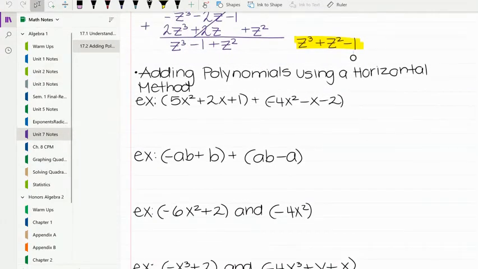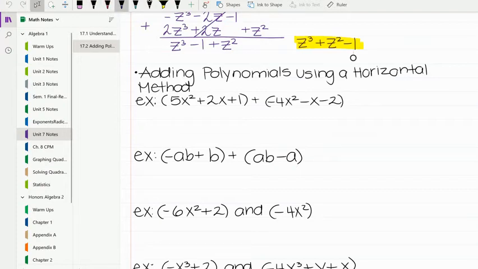So in a way, this is kind of just like adding using combining like terms. I have a feeling most of you will like this better just because it's shorter and a little bit quicker, and we all like things that make our lives easier.